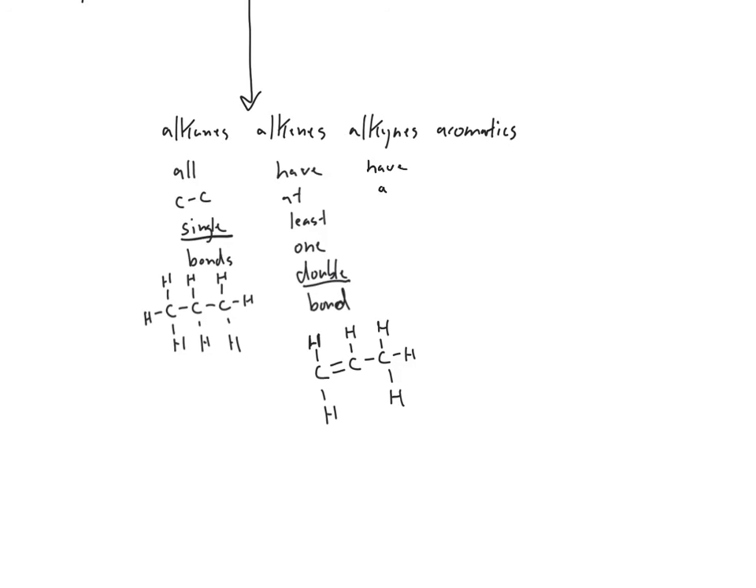An alkyne has at least one triple bond. An example is acetylene, but it's got a triple bond in it. 1, 2, 3, 4 bonds to each carbon. It's an alkyne.